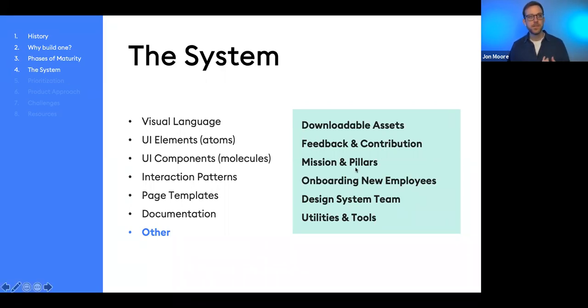Mission and pillars. This can be mission and pillars of the organization itself, or really just the mission and pillars of the design system at whatever phase of maturity that you are. What are the goals and the objectives and the types of people that you're trying to serve with this design system that you're creating? Onboarding new employees. This I will say is specific to those who are gonna be helping out with the design system. So what is the appropriate way to onboard new design team members and introduce them into the design system and help them understand how to use those different components?